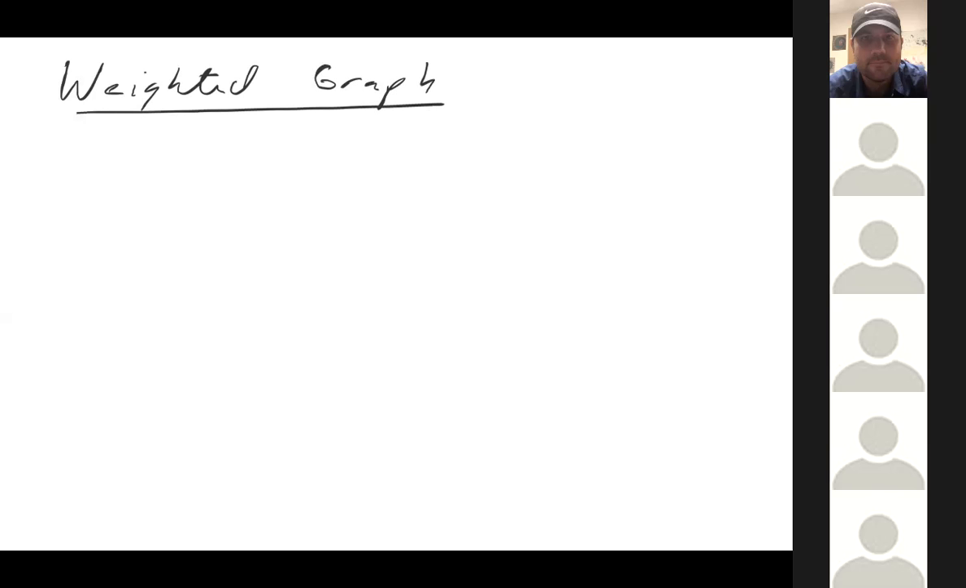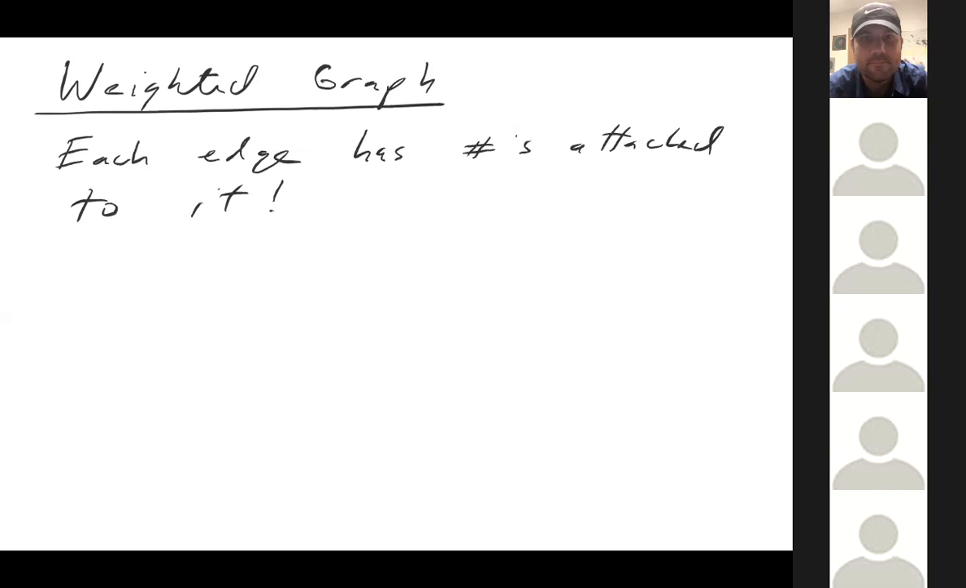So now we're going to talk about something called a weighted graph. Now this is where graph theory actually gets useful in real life. Okay. A weighted graph is where each edge has numbers attached to it. Okay, so each edge has numbers attached to it.